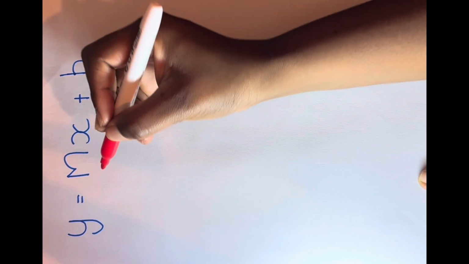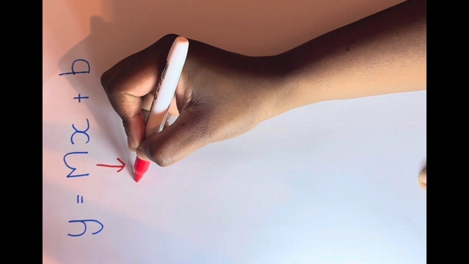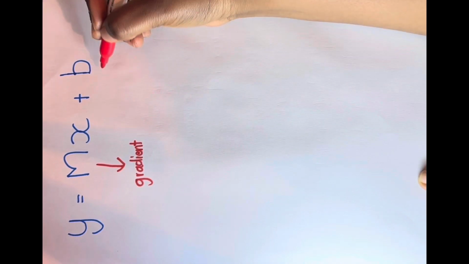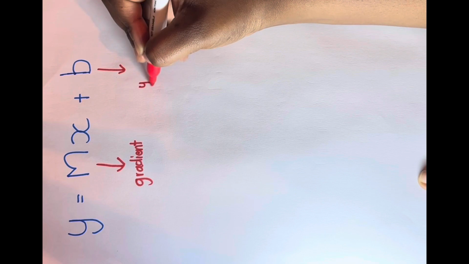Firstly, we need to define what the linear equation is. In front of us, the linear equation is y equals mx plus b. So m is the gradient and b is our y-intercept.